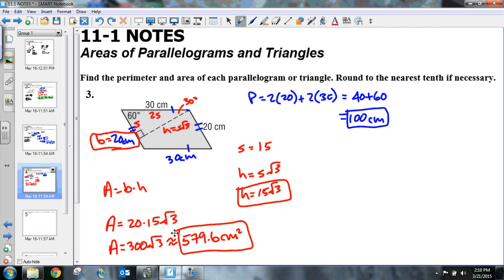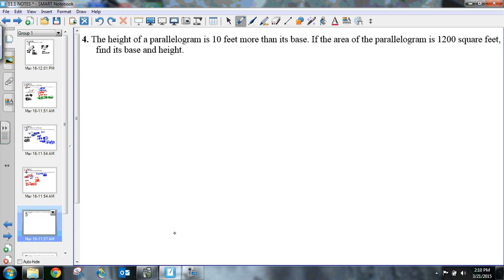All right. Let's take a look at the next couple. The next couple are pretty tricky, okay, especially number 4. And we've talked about quadratics, but we're going to have to solve a quadratic here. So it says the height of a parallelogram is 10 feet more than its base. If the area of the parallelogram is 1,200 square feet, find its base and height.